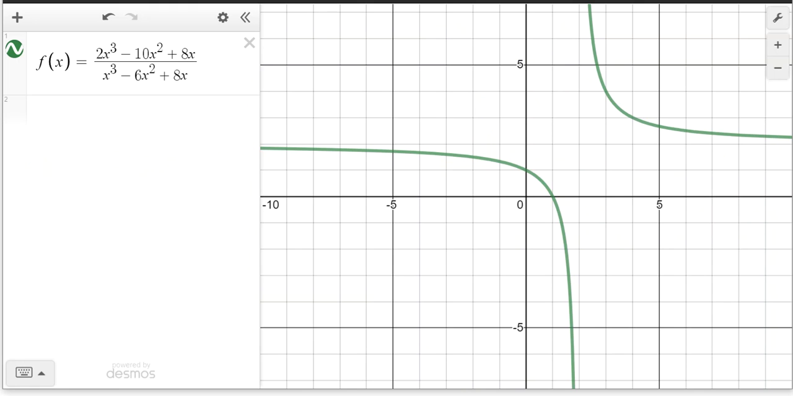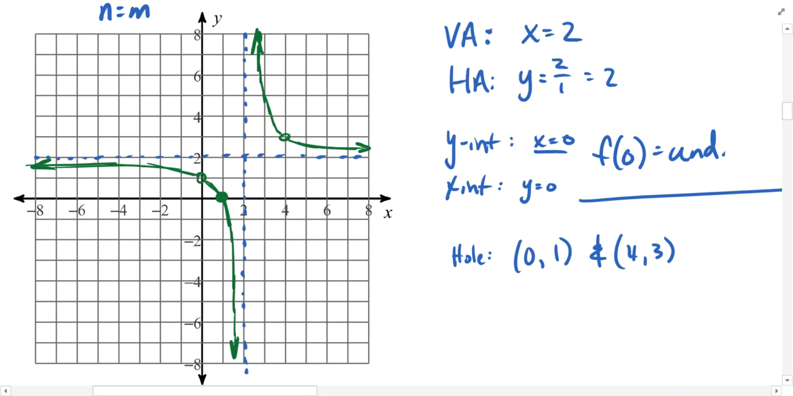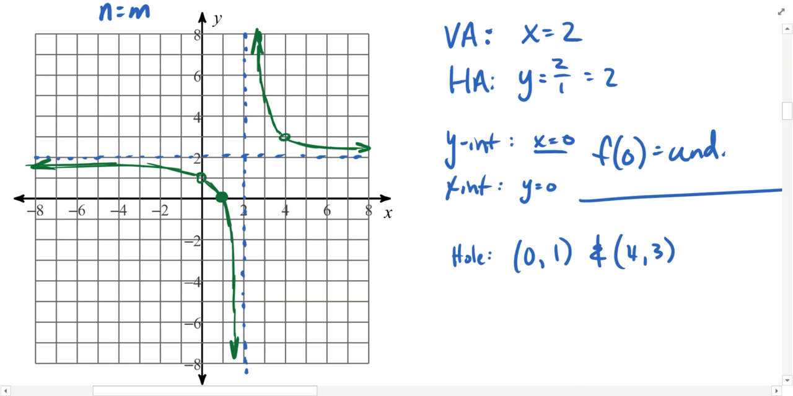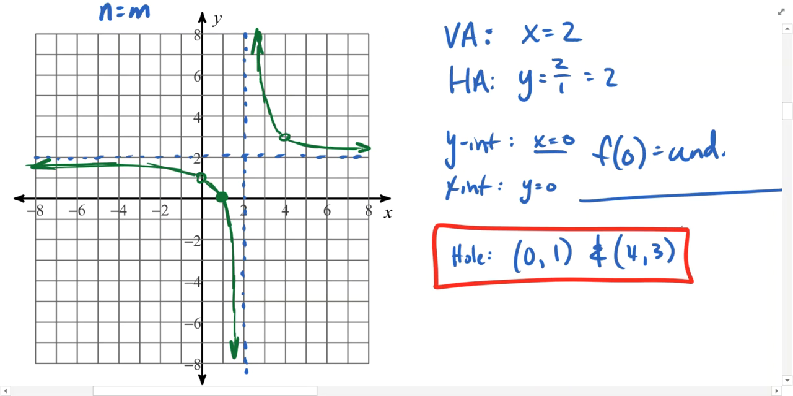And sure enough, here's the sketch, and I think it does a pretty good job of matching what we had expected. We have the horizontal asymptote at 2, a vertical asymptote also at 2. And what's interesting about Desmos is I think it can be used to identify or verify the holes that we find as well.